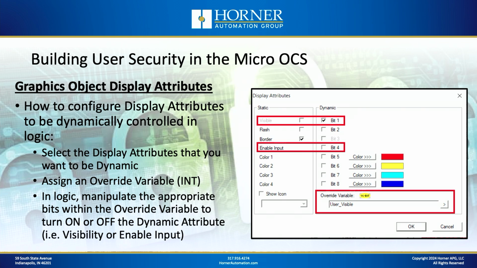And then after deciding which attributes need to be dynamic, you assign an override variable, which is an integer variable. By manipulating the individual bits within that variable, you can dynamically make the visibility and the input enabled or not in your application.